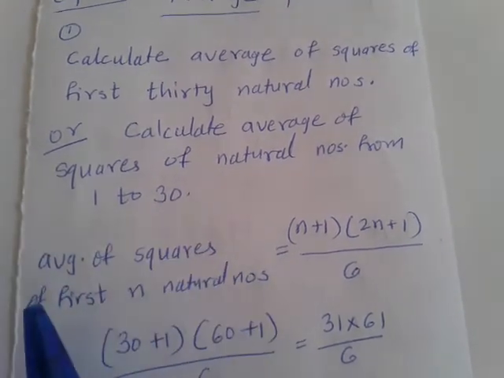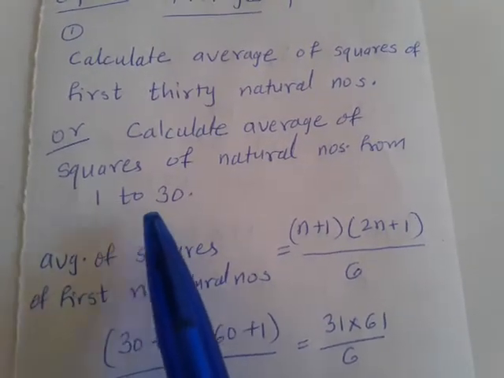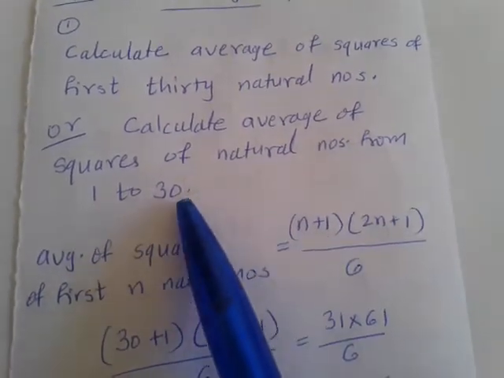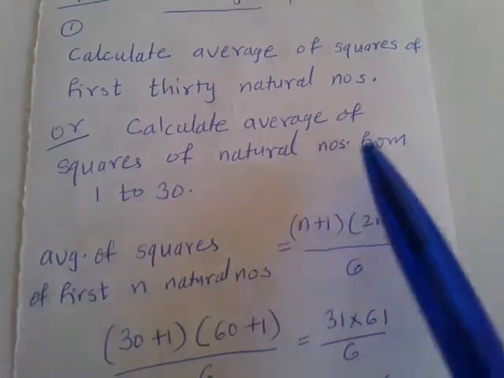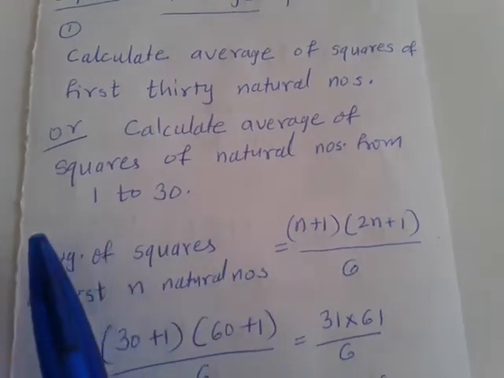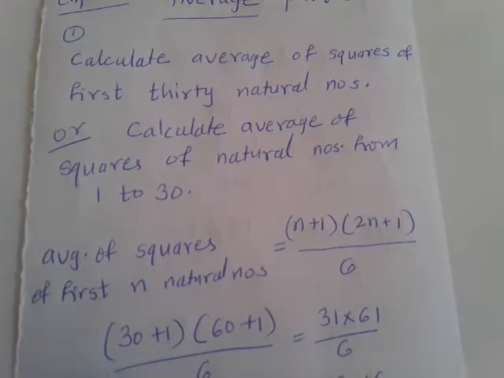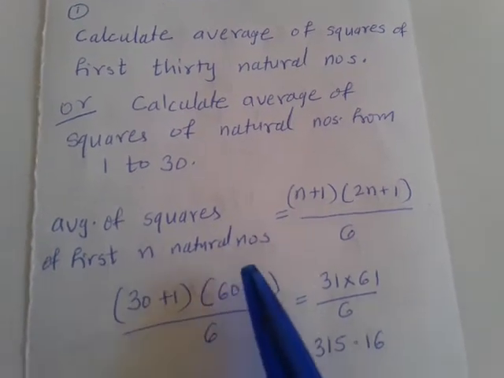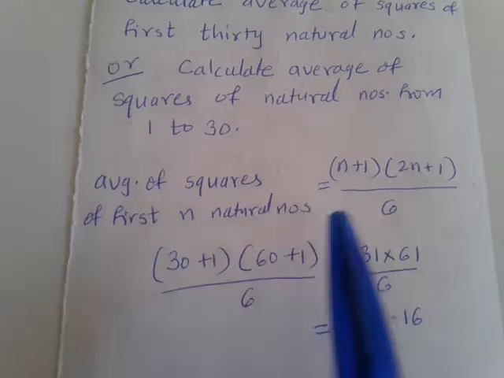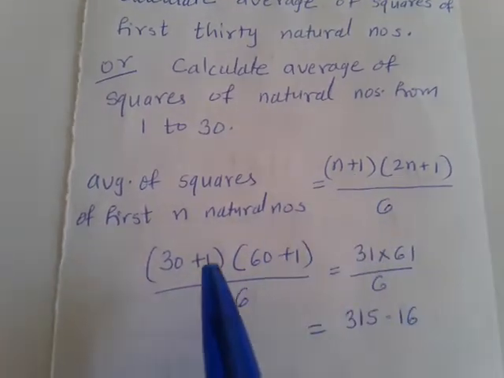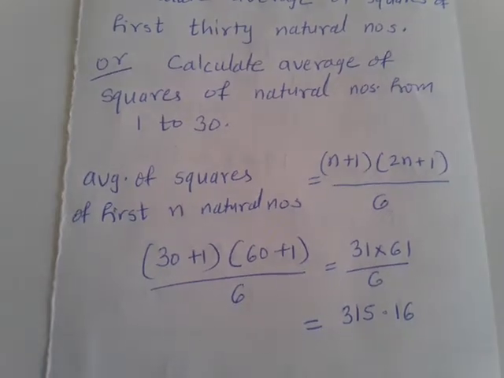From 1 to 30, if you need squares, it will be 1, 4, 9, 16, 25, 36 and so on till 900. Square of 30 is 900. So if you add all those numbers and divide by 30, it will take minimum 15 minutes. So don't go by that route, just apply this formula. So in place of n, now we will substitute 30.